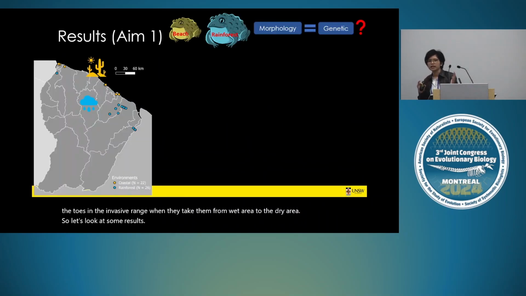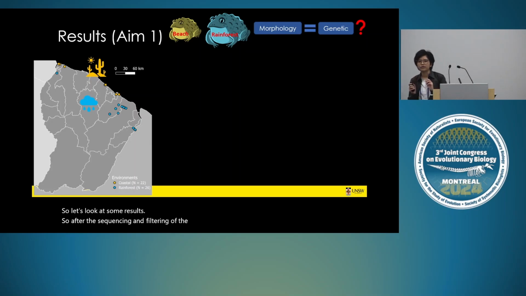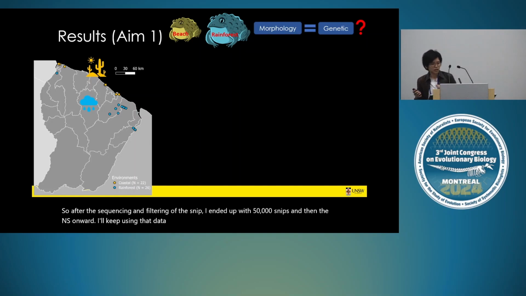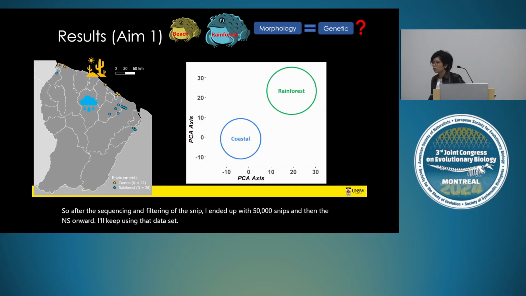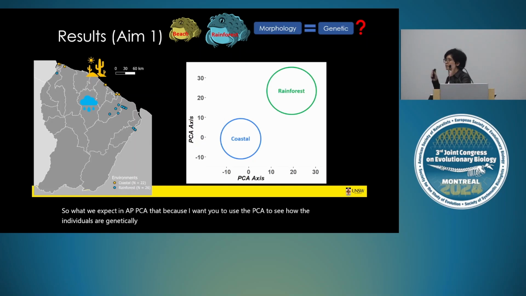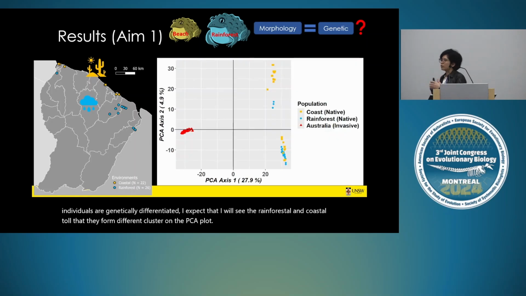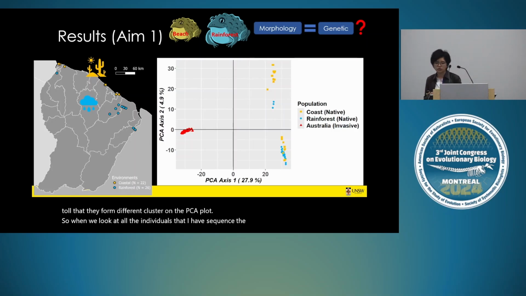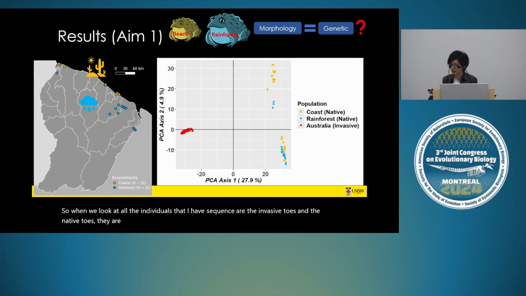So after the sequencing and filtering of the SNPs, I ended up with 50,000 SNPs, and from now onward I'll keep using that data set. So I wanted to use a PCA to see how the individuals are genetically differentiated, and I expect that the rainforest toads and coastal toads form different clusters on the PCA plot. When we look at all the individuals that I have sequenced, the invasive toads and the native toads are separated on the PC1 axis that explains almost 30% of the variance.